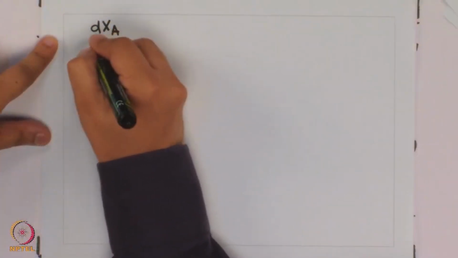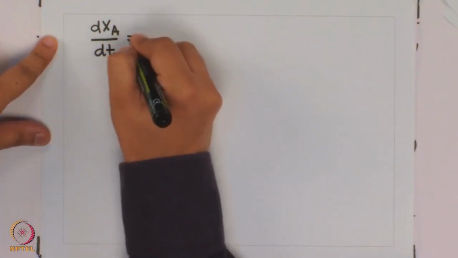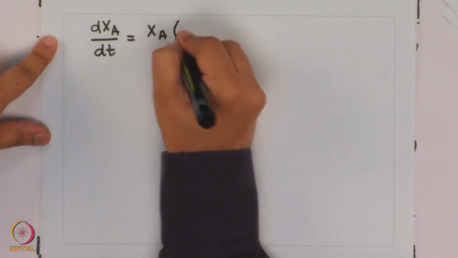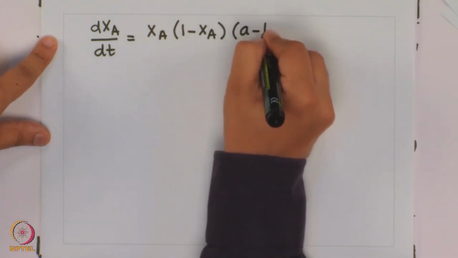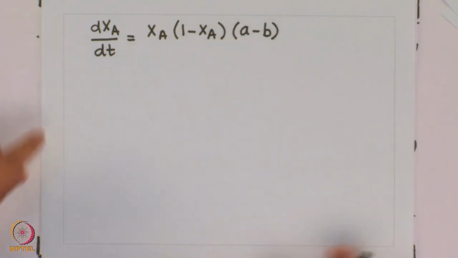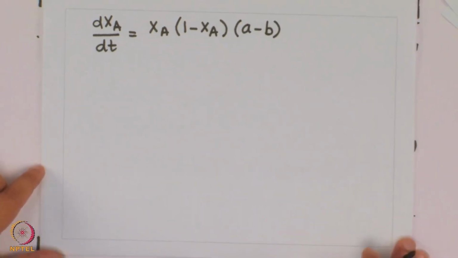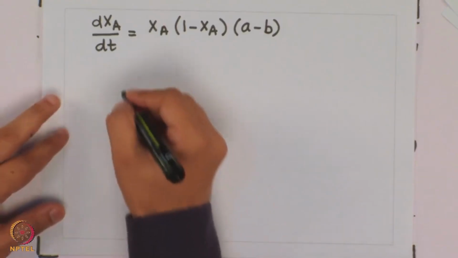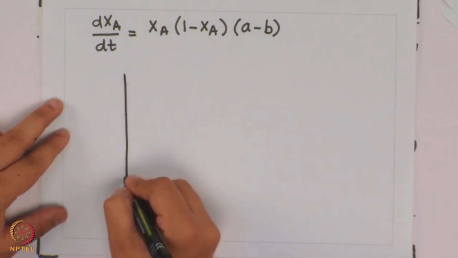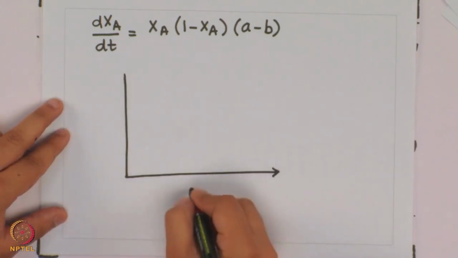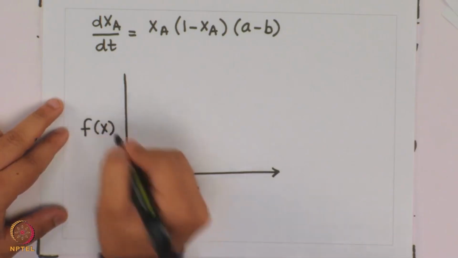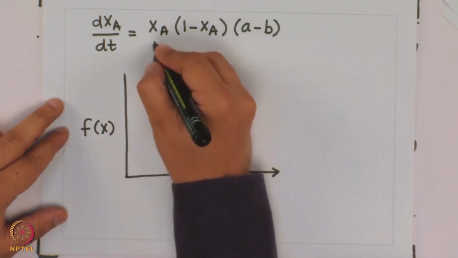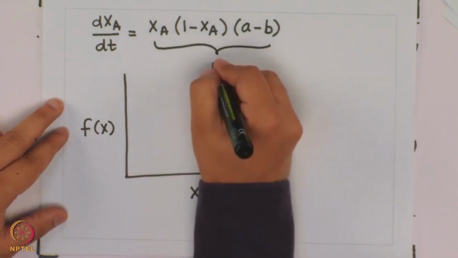So how do we do that again? We have our differential equation dxa by dt equals xa times 1 minus xa times a minus b. Now remember from how we did this in the previous class, the first thing that we need to do is plot the curve between x and f of x, where f of x is just the expression that dxa by dt is equal to.